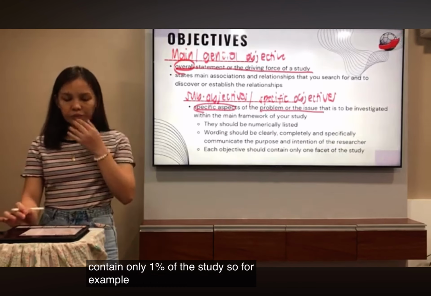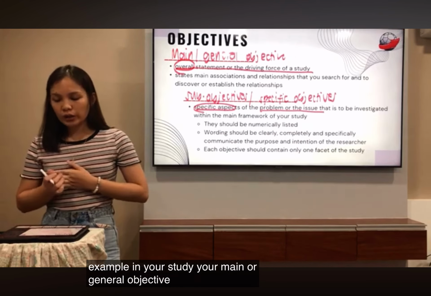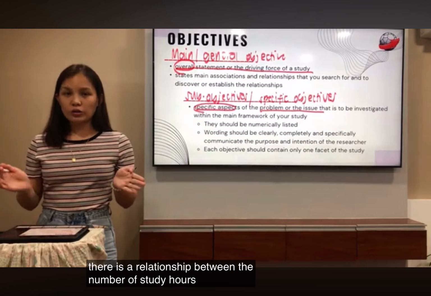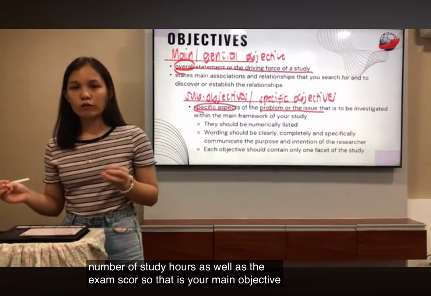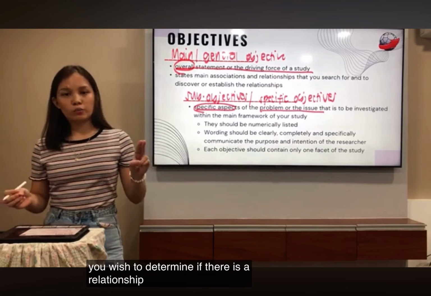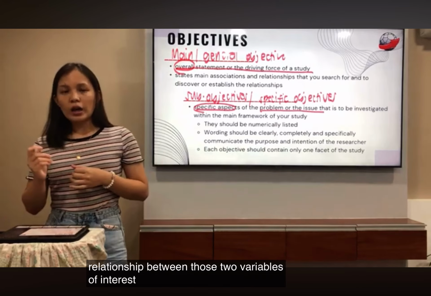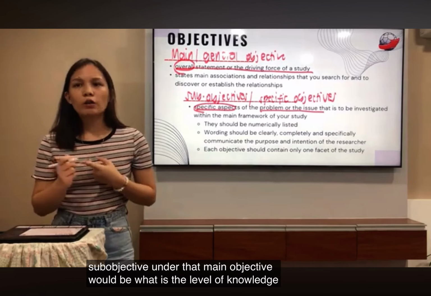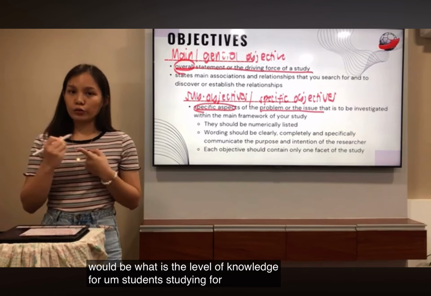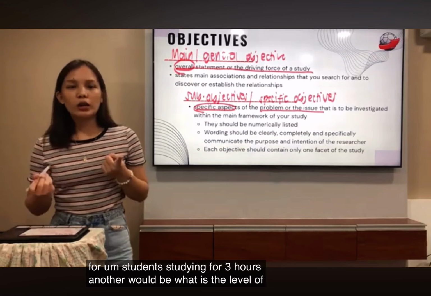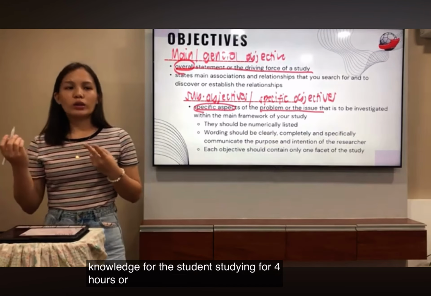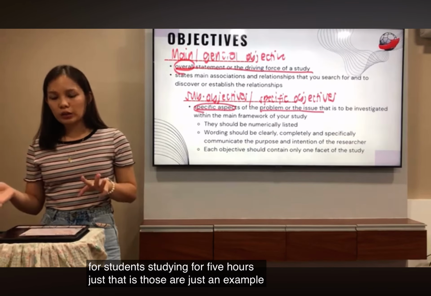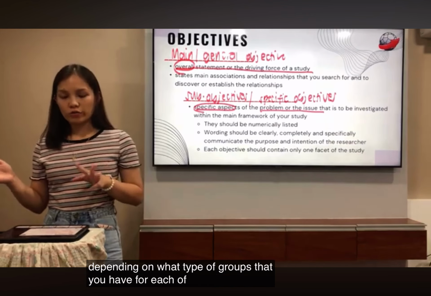So for example, in your study, your main or general objective is to determine if there is a relationship between the number of study hours as well as the exam score. So that is your main objective. You wish to determine if there is a relationship between those two variables of interest. An example of a sub-objective under that main objective would be: what is the level of knowledge for students studying for 3 hours? Another would be: what is the level of knowledge for the students studying for 4 hours, or for 5 hours? Those are just examples, depending on what type of groups you have for each of your respondents.